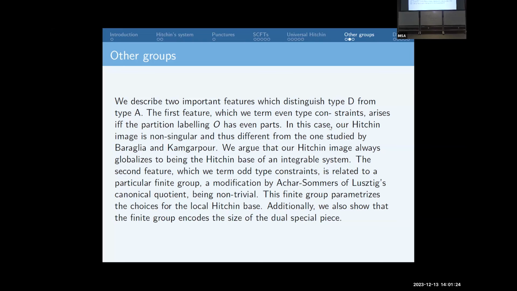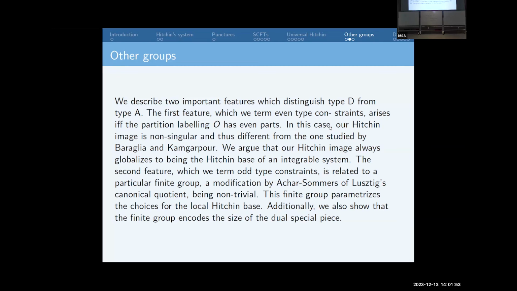The second feature, which we term odd type constraint, is related to a particular finite group, which is a modification by Achar and Sommers of something called Lusztig's canonical quotient. So the issue is whether that group is trivial or non-trivial. It's always a finite group, and the parameter is the choices for the local Hitchin base. Additionally, we also show that the finite group encodes the size of the dual special piece.